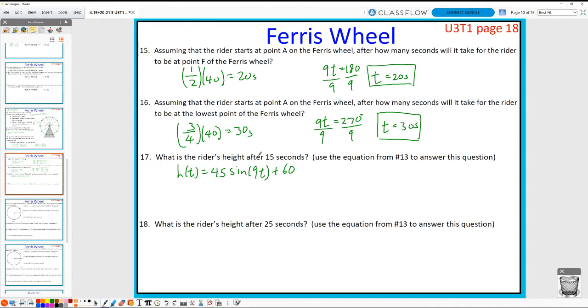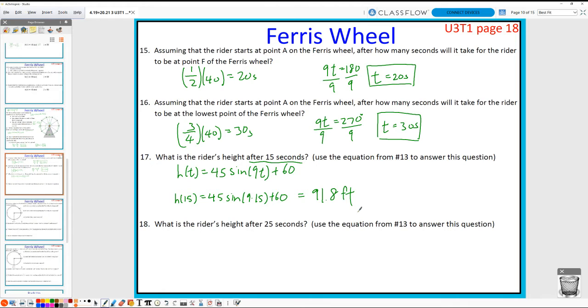I need to know the height after 15 seconds, so h of 15 is equal to 45 sine of 9 times 15, plus 60. I would just put all this into the calculator at once without trying to figure out what 9 times 15 is. For some of you, it might make more sense to figure out the degree first, so 9 times 15, and then plug it in. That's fine, it's slightly more work, but whatever way makes sense to you. So 45 sine of 9 times 15, close parentheses, plus 60 gives me approximately 91.8 feet.